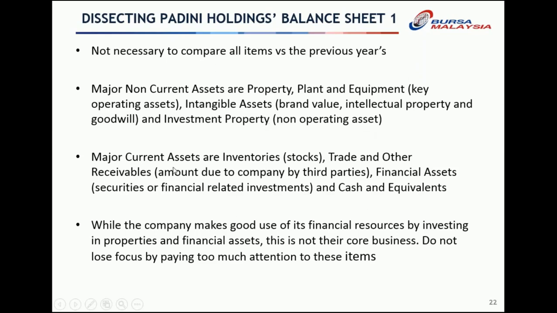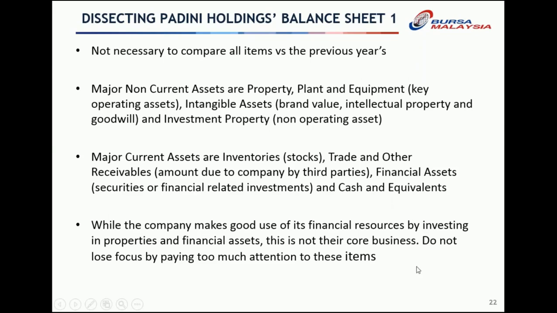Major current assets are inventories, or stocks, which the company keeps to sell to generate cash. Trade and other receivables are amounts due to the company by third parties. Then there are financial assets, securities or financial instruments related to investment, and cash and equivalent.